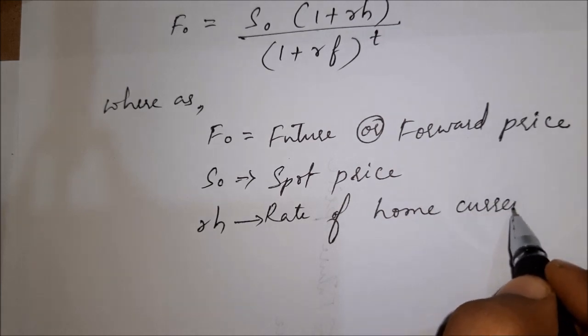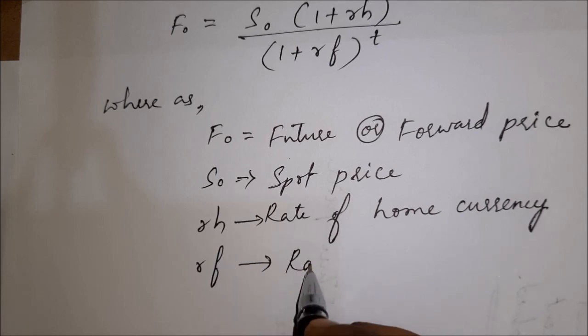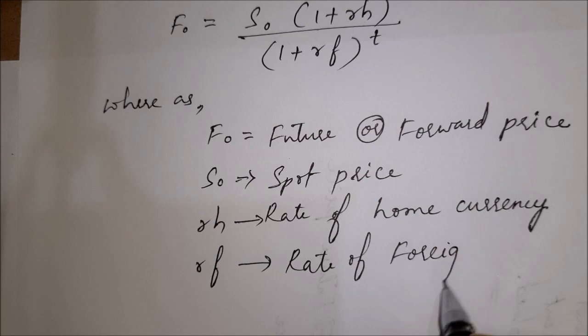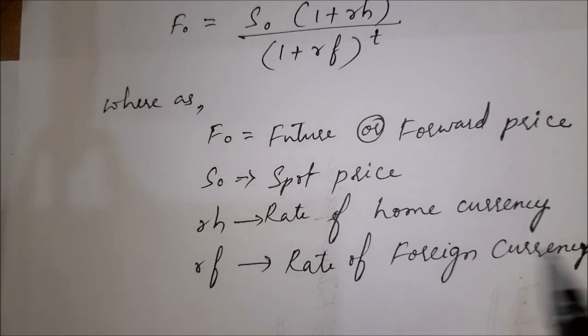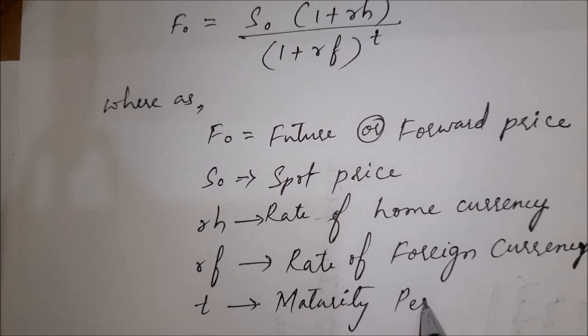RH is the rate of home currency. Here two different currencies are there. One is home currency and another one is foreign currency. So two different rates will be given in the problem: rate of home currency and rate of foreign currency. RF is nothing but the rate of foreign currency. And T is the maturity period.